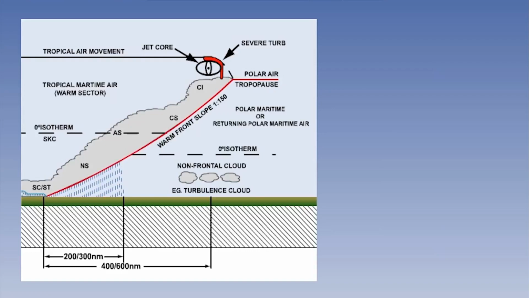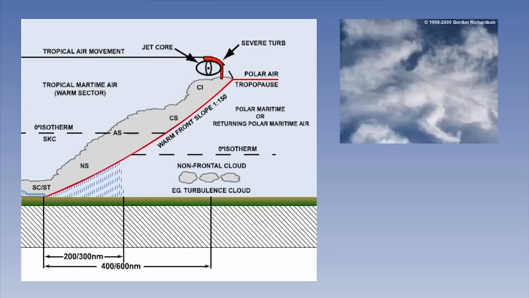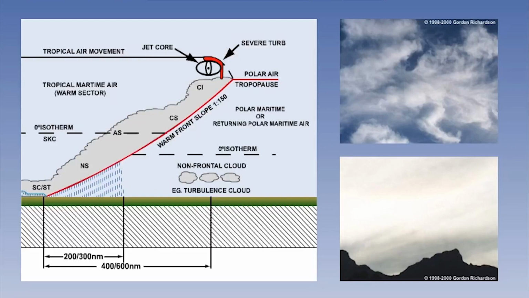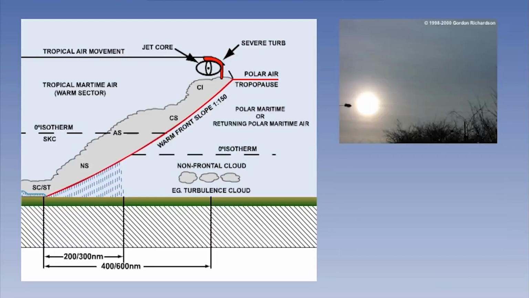Here's a side view showing the main areas of cloud associated with such a front. This is the sequence of cloud that an observer on the ground would see if the front was approaching. Cirrus, cirrostratus, giving us a halo round the sun or moon. Altostratus, making the sun or moon look as if it was behind ground glass.